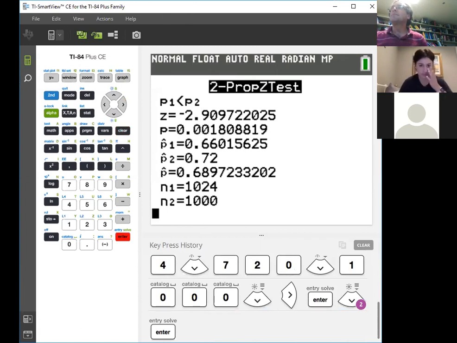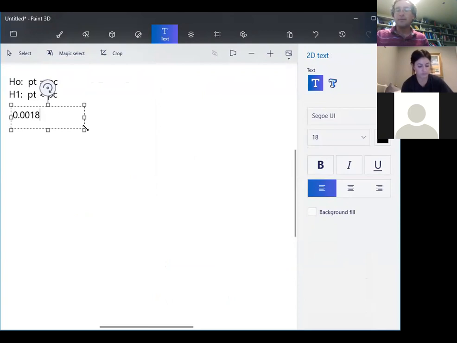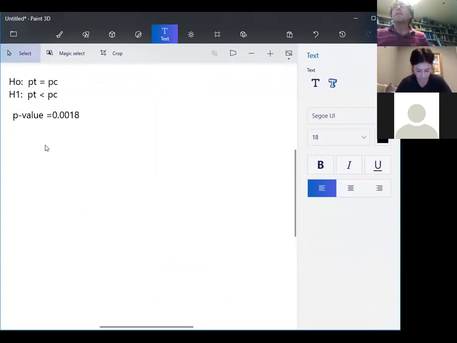Okay, so now I go ahead and I go to here, and let me remind you the p-value was 0.0018. Any questions on that? Okay, now, if you understood anything about Chapter 9, then you should know what to do if the p-value is 0.0018. What do we do?